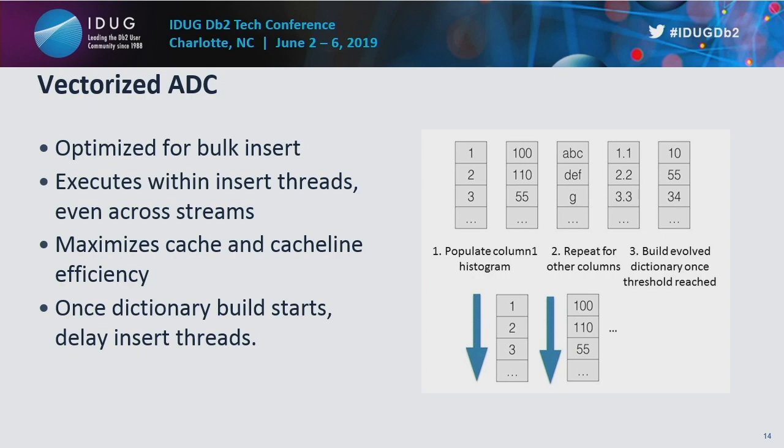So you get an amazing dictionary really fast, and not only that, but once the dictionary build starts, we actually delay our insert threads a little bit to complete the dictionary, and that allows us to have more compressed data and less uncompressed at the beginning of the table. So in the picture, if you look at this, we're going to process one column at a time again. We're going to really leverage those vectors, and those are going into our histograms, and then we're going to build our dictionary once we reach our ADC threshold.